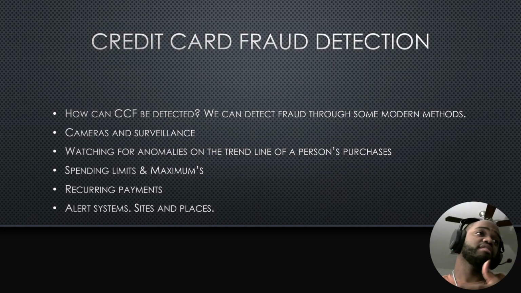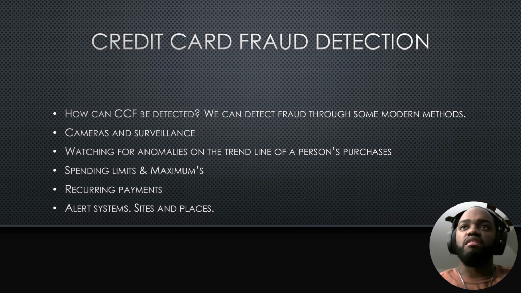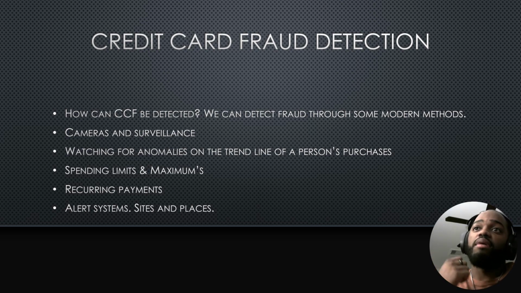Now, with that being said, of course, there are ways to detect those. I mentioned the alert system. I'm going to start from the bottom here. We can use modern methods to detect fraud. Simple things: cameras and standard surveillance. If you see somebody on a camera taking a credit card, stealing from somebody, we've detected that form of fraud. If you see somebody copying, we've detected that form of fraud. Another way is watching for anomalies, doing trend lines of a person's purchases. That I'm going to get into later, so just sit tight on that one.